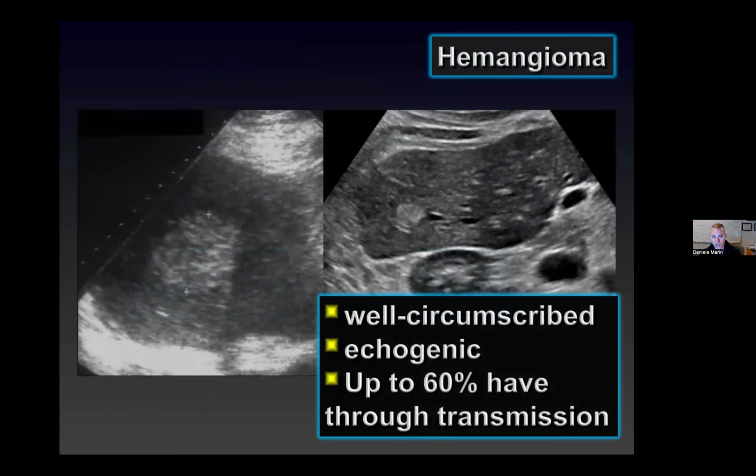This is just an example of the typical appearance of hepatic hemangiomas on ultrasound: an echogenic, well-circumscribed lesion in the liver, which in about 60% of cases can have increased through transmission, just like simple hepatic cysts.